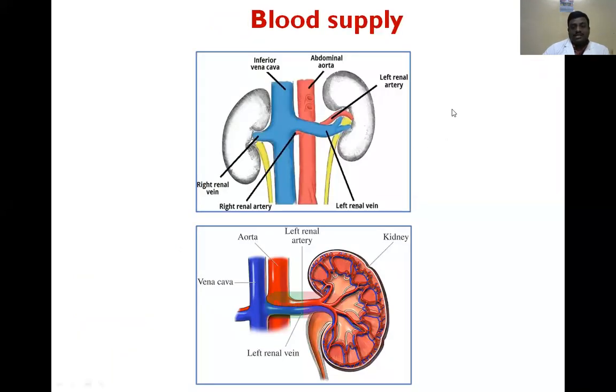How is blood supplied to the kidney? The abdominal aorta gives two branches: the left renal artery and the right renal artery. Through these, oxygenated blood enters the kidney. After utilization, the deoxygenated blood leaves the kidneys through the left renal vein and right renal vein, which are continuous with the inferior vena cava. This is the blood supply to the kidney.